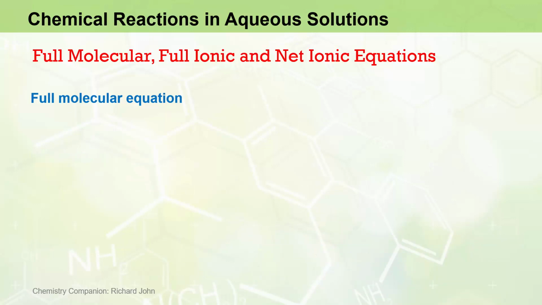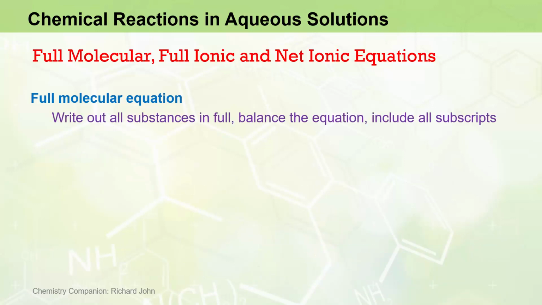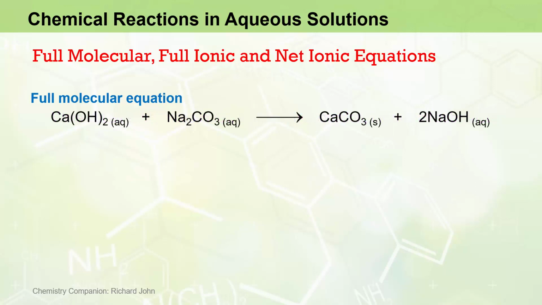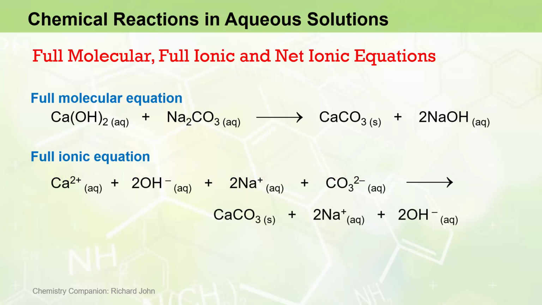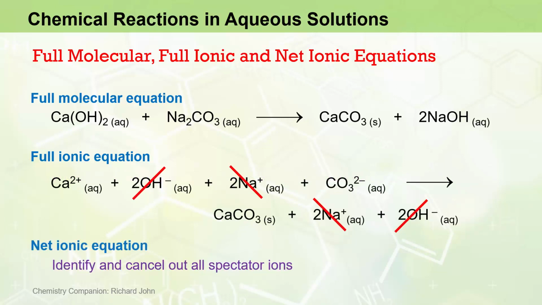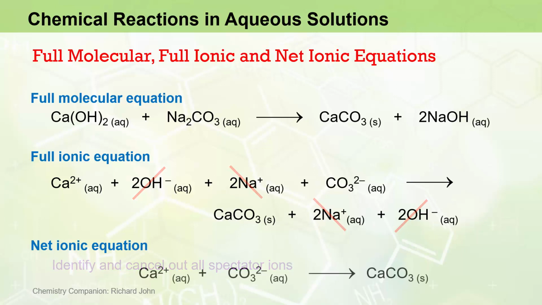In conclusion, and to summarise, for the full molecular equation, we write out all chemical substances in full. We then balance the equation and we write all appropriate subscripts for each substance, like this. For the full ionic equation, we write out all strong electrolytes as separate dissolved ions in solution to get this. And finally, for the net ionic equation, we identify and cancel out all spectator ions to get this as the overall net chemical change that occurs for this particular precipitation reaction.